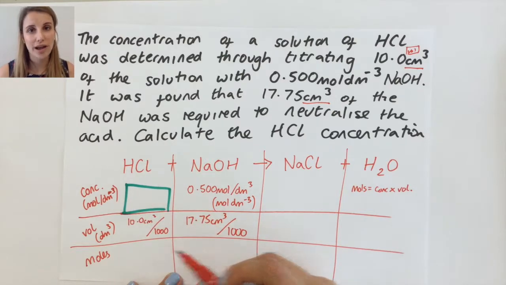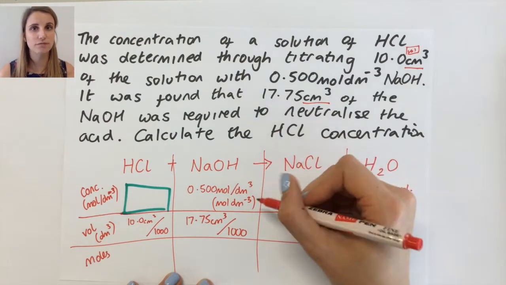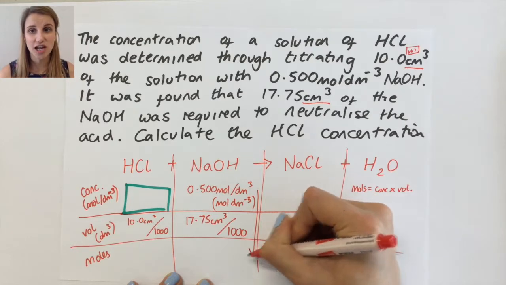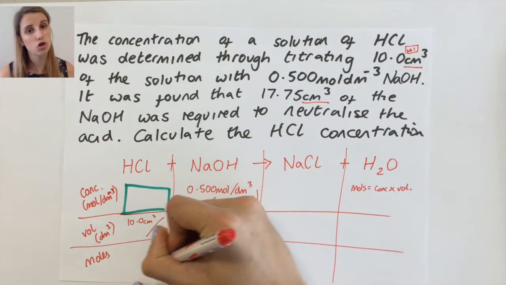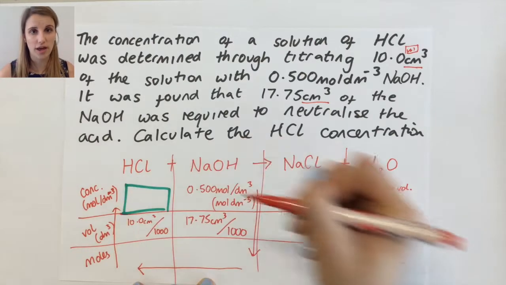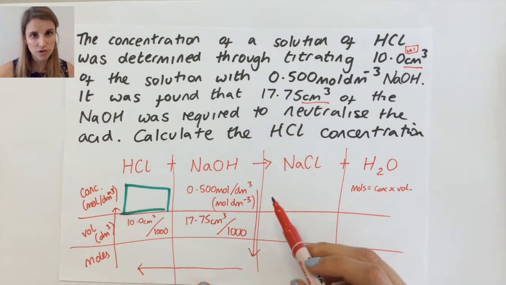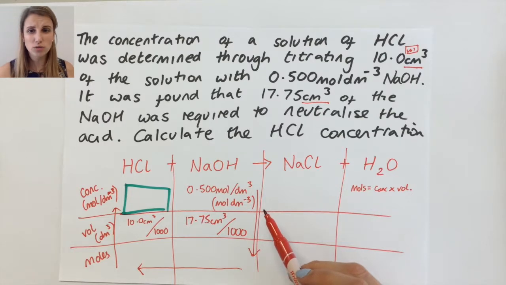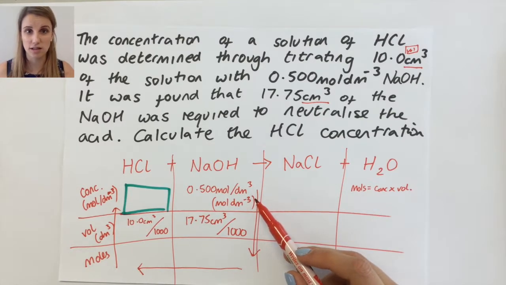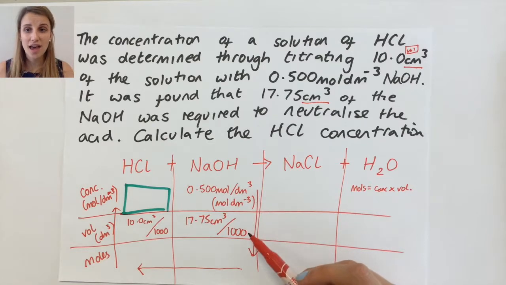So what I'm looking for now is which one I have the most information about. So the thing I have the most information about is the NaOH. And actually, using moles equals concentration times volume, I can work out the moles of NaOH. So if I know the moles of NaOH and I go down, I also know the moles of HCl using the same mole ratio that we did in the solids video. And then I can use the equation to get back up to where I need to be for the HCl.